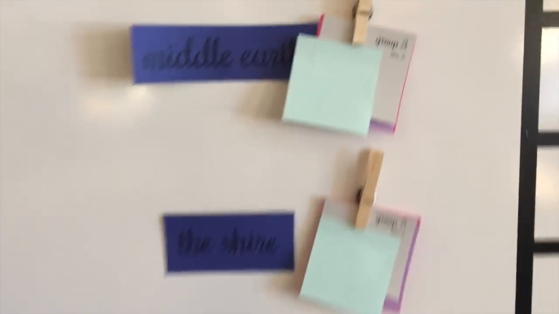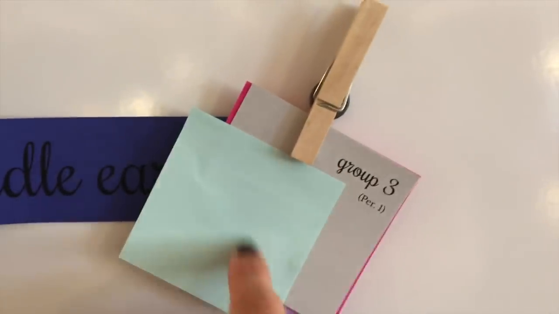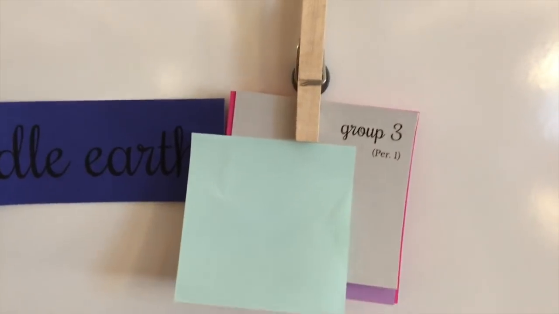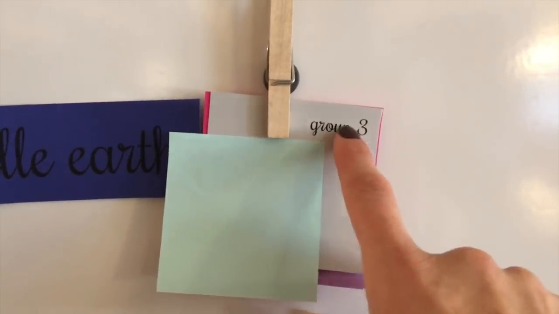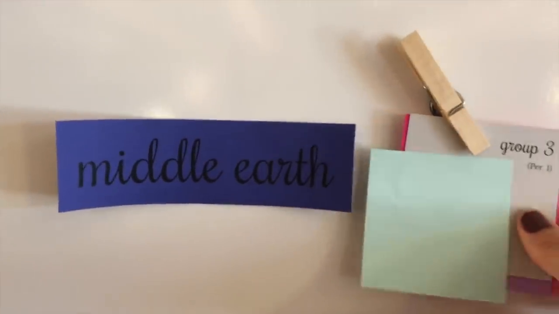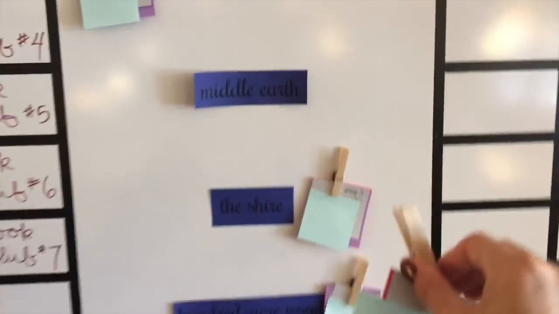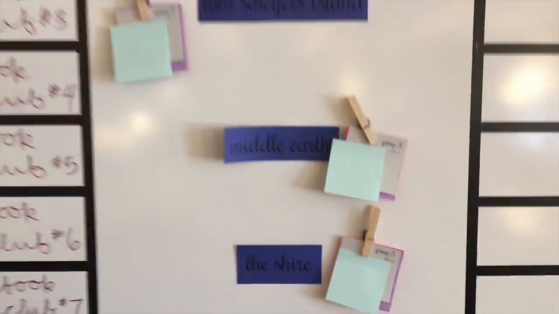laminate them all. And then these little cards have the kids' names, but obviously I covered it up with a Post-it for their privacy. So they came in, they found their names on here, they knew where they were supposed to be, and when I'm ready to change where their group goes, I will just move the clips around and the kids will come in and find where they're supposed to be.